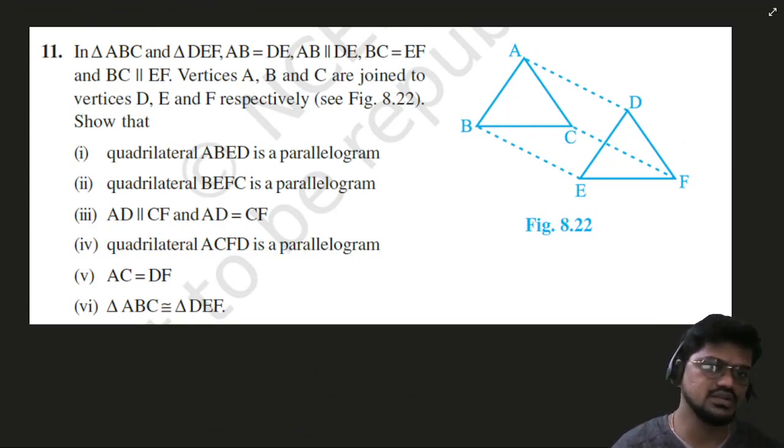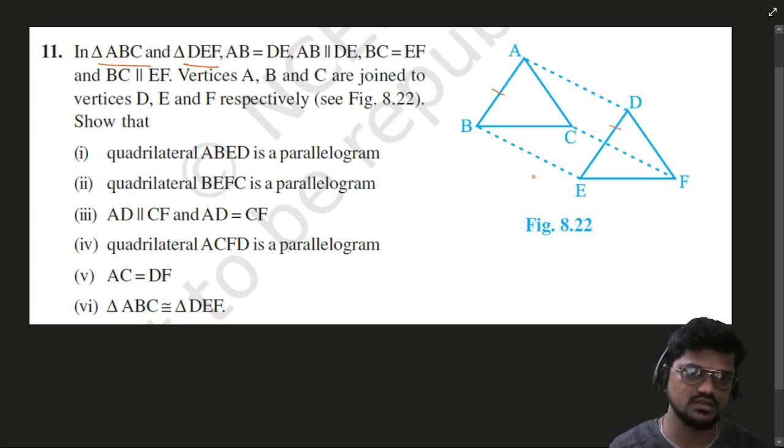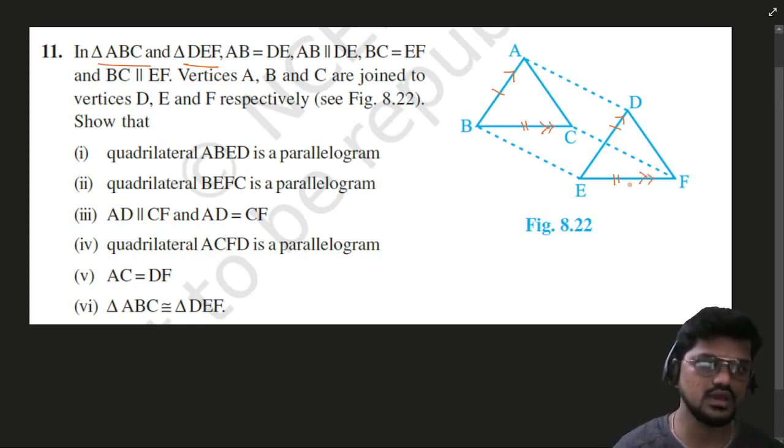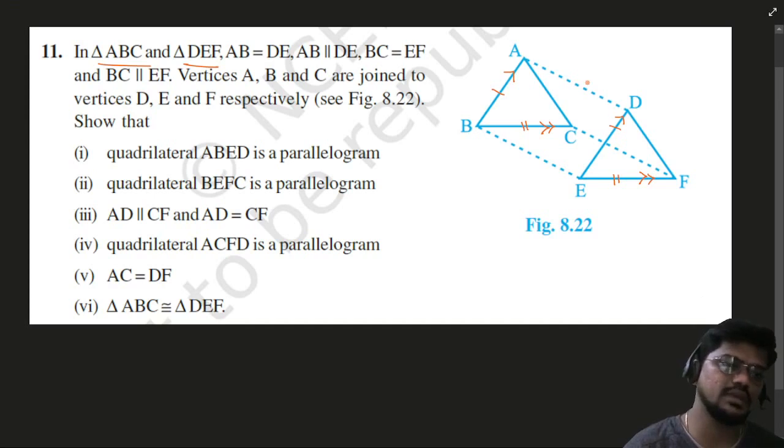Now what is given in the question? In triangle ABC and triangle DEF, AB is equal to DE, that means this side is equal to this side, and AB is parallel to DE. BC is equal to EF, and BC is parallel to EF. After that, vertices A, B, C are joined to vertices D, E, F respectively. You have to show that quadrilateral ABED will be a parallelogram. How can we say ABED is a parallelogram?